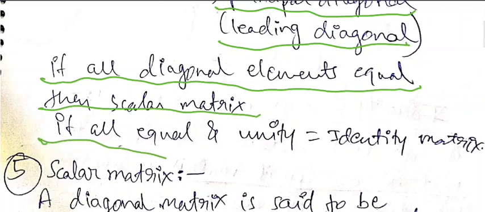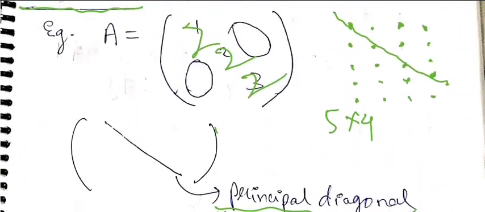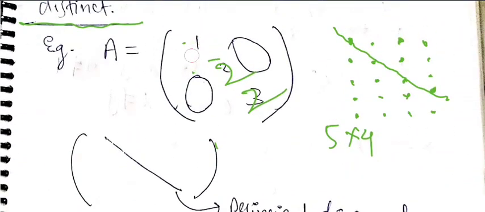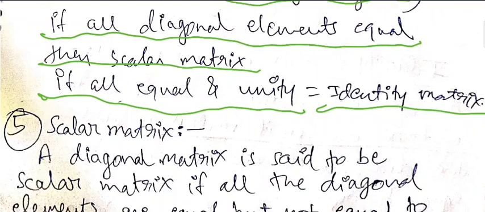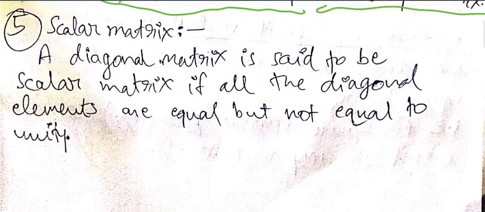And if all are equal and unity also, suppose instead of 2, 2, 2, we have 1, 1 and 1, then what will happen? It will clearly be an identity matrix. Identity matrix has specific properties which we are going to learn in the upcoming classes. You will have to wait for a while for all concepts to get clear.